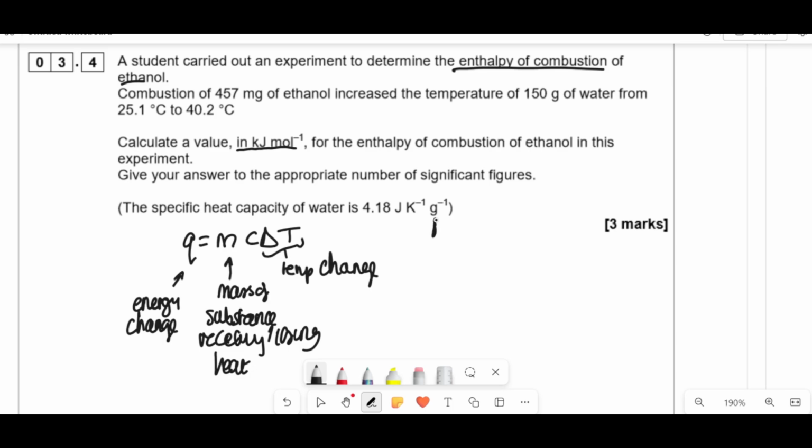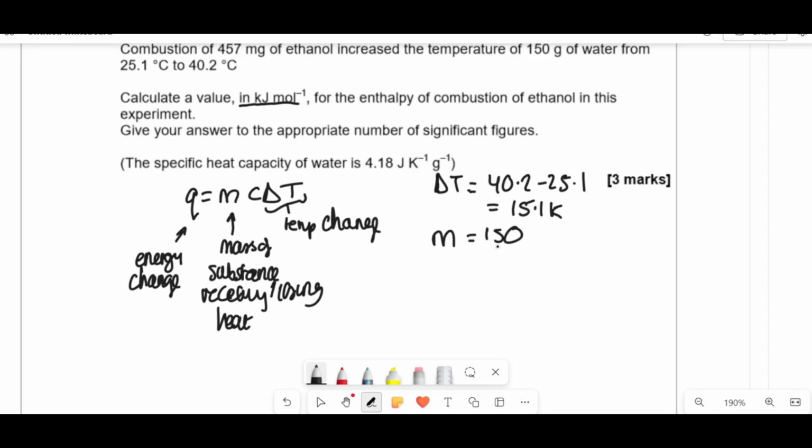So work out step by step. Delta T is going to be your final temperature minus your initial, so 40.2 minus 25.1. If we do that, we get 15.1 Kelvin, or degrees Celsius, whatever you want to call it. It still works because they both go up in the same increment. Fine. So that's delta T dealt with. The m is the mass of the thing that's either gaining or losing heat. Here, it's 150 grams, not the mass of the ethanol. Delta T, that's fine, and c is that.